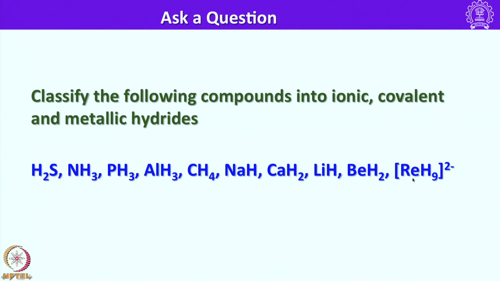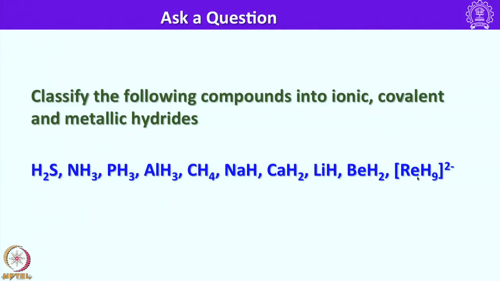In fact, this is one of the rare examples of homoleptic transition metal hydrides. Here rhenium exists in +7 oxidation state and has 9 hydrogen atoms, and the geometry of this one is tri-capped trigonal prismatic. So, now let us look into another question here.